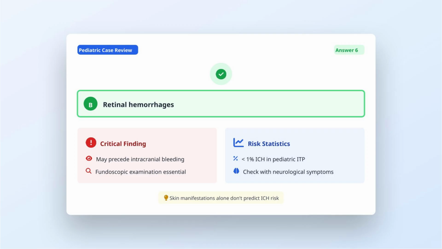Retinal hemorrhages may precede or accompany intracranial hemorrhage and represent a serious warning sign. Fundoscopic examination should be performed in children with severe thrombocytopenia, especially those with headache or neurological symptoms. While cutaneous manifestations like petechiae and bruising are common in ITP, they alone don't strongly predict the risk of intracranial hemorrhage, which occurs in less than 1% of pediatric ITP cases.